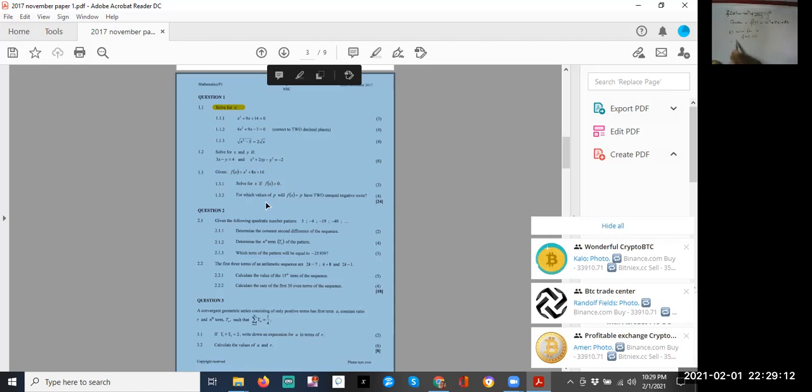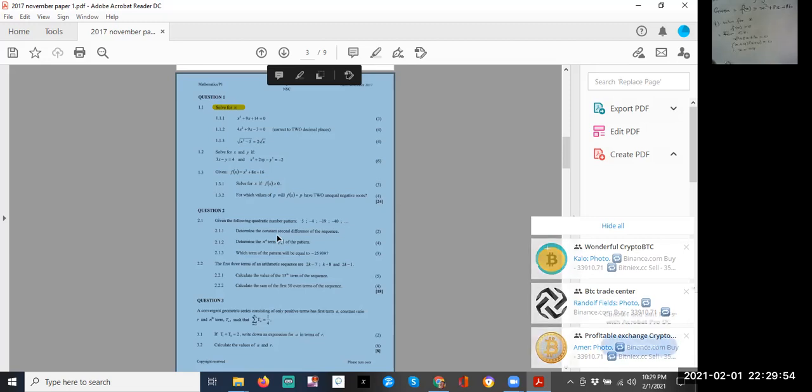For inequalities, the first thing to do is to calculate the critical values. That must be equal to 0. Then your x squared plus 8x plus 16 must be equal to 0 to get the critical values. The factors of 16 that add together to give you 8 are 4 and 4. That is x plus 4 and x plus 4, which equals 0. Therefore, x is equal to minus 4.